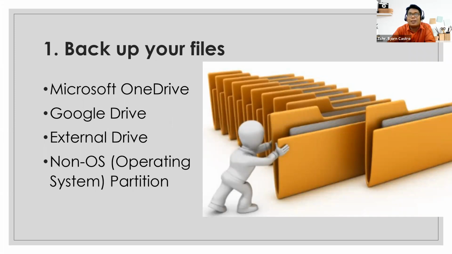Take note that when we back up, the first thing that you need to do is to back up your files. That is the first and foremost rule when formatting your PCs. Always back up because your files are important. Now, again, for your MCA accounts, we have Microsoft OneDrive and MCA Google Drive.